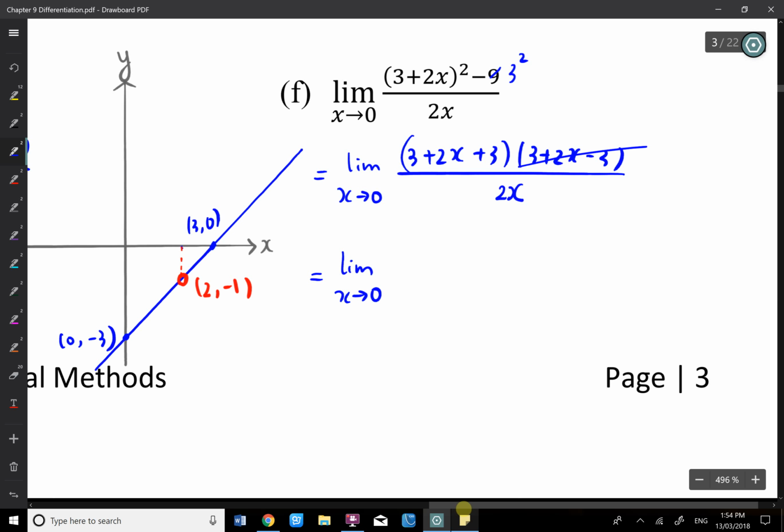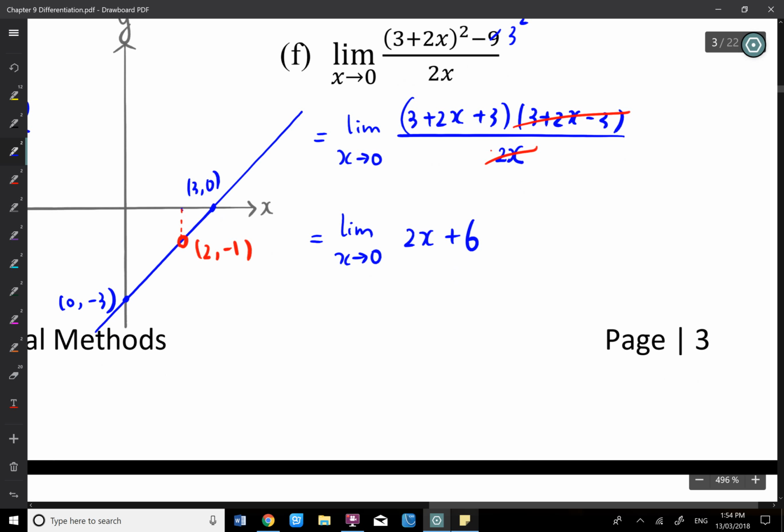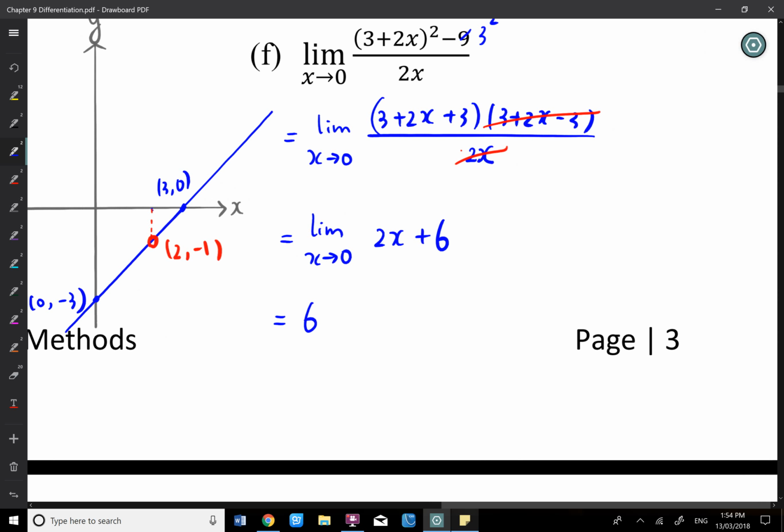We can see this and this can be cancelled. Okay, the 2x and the 2x here can be cancelled. So what we are left with is 2x plus 6. Now I can sub 0 in. That's just a 6.